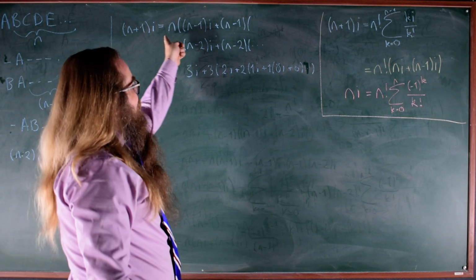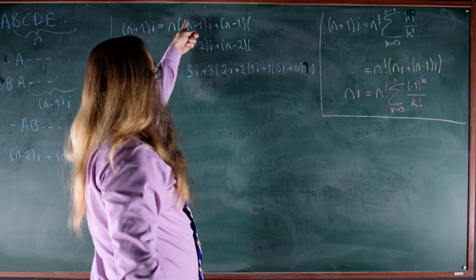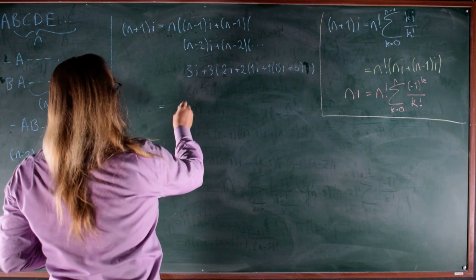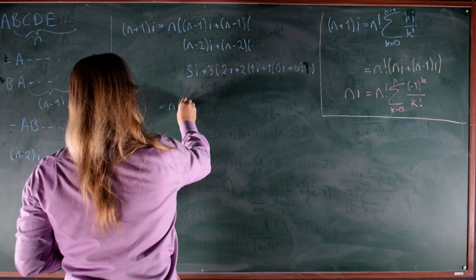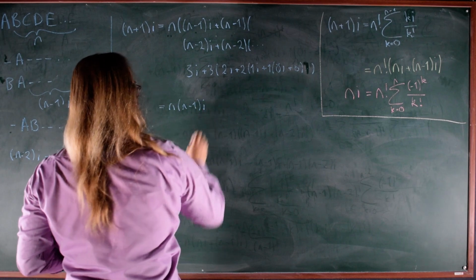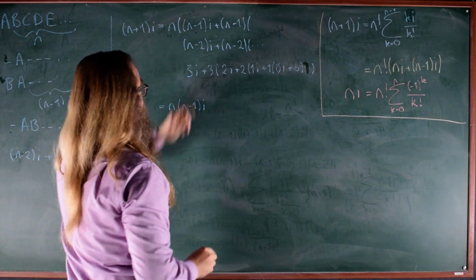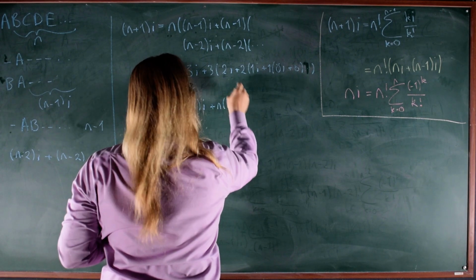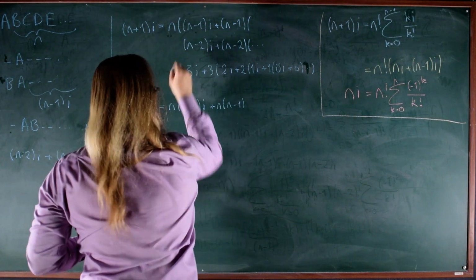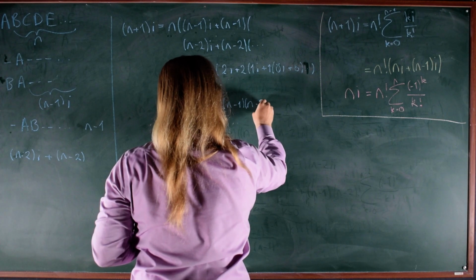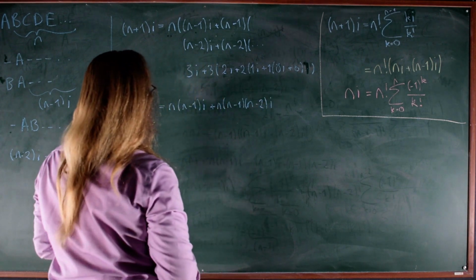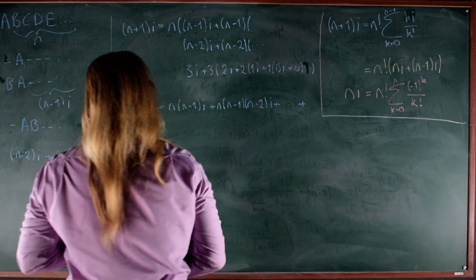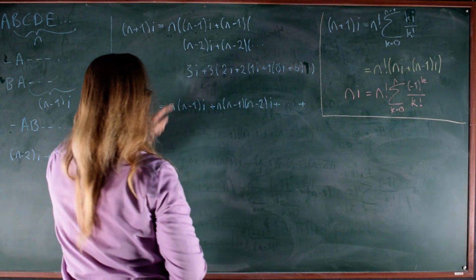If I multiply this out, I multiply this n on this and this, I end up with n times n minus 1 subfactorial. That's this first thing. Then I get n times n minus 1, this times this, times this. And then I keep going.